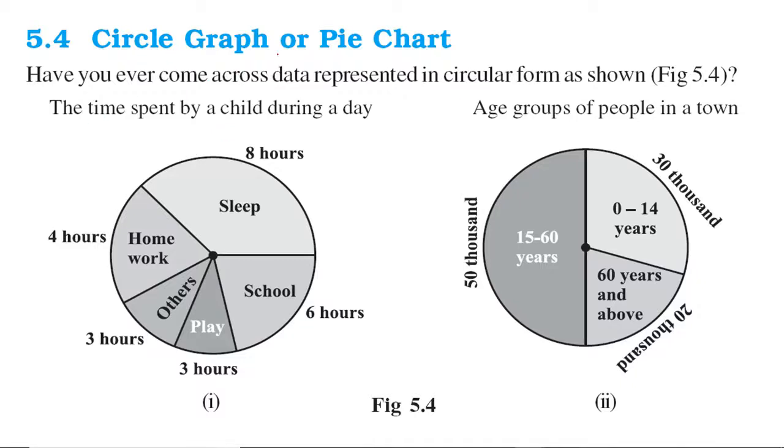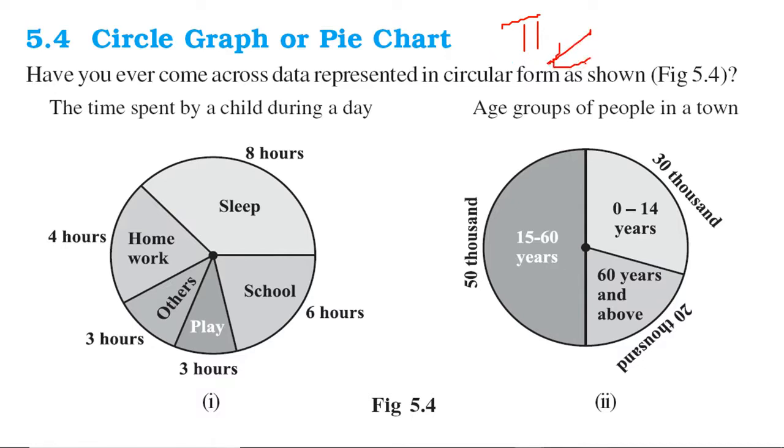A circle graph or a pie chart. The circle has pi in it. That is why we call it a pie chart, and the circle is all about this pi because the area is pi r squared. The circumference is 2 pi r.